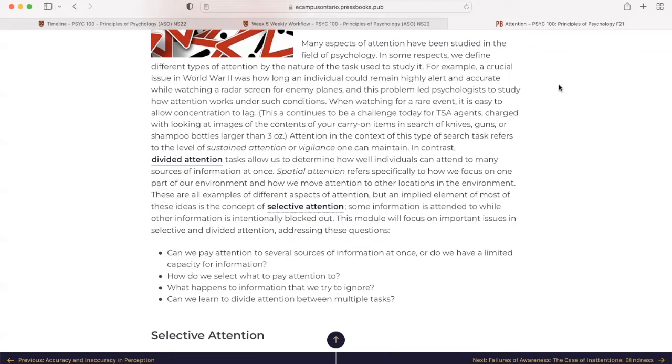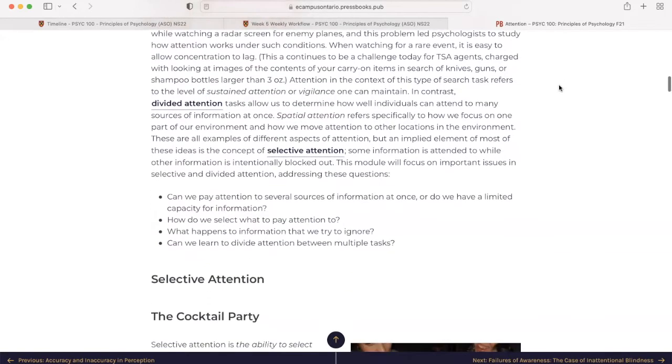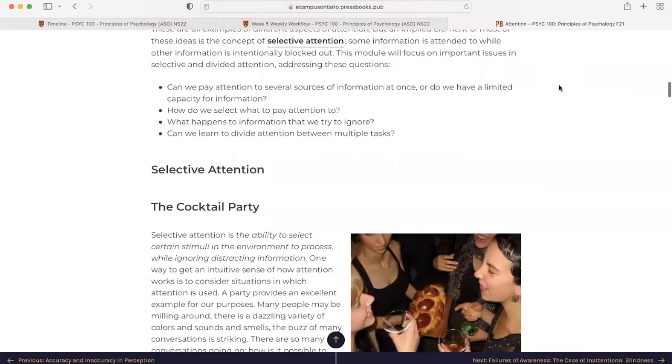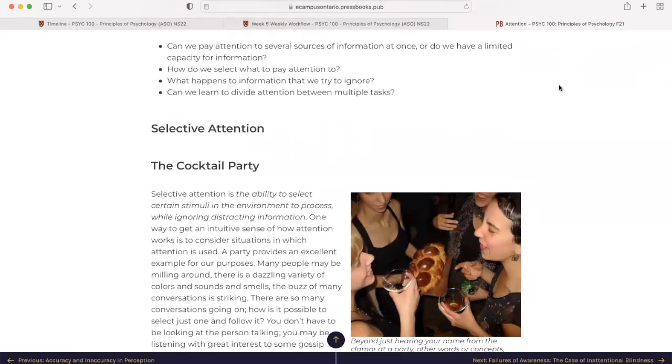These are examples of different aspects of attention, but an implied element of most of these ideas is the concept of selective attention. Some information is attended to while other information is intentionally blocked out. This module will focus on important issues in selective and divided attention, addressing these questions. Can we pay attention to several sources of information at once, or do we have a limited capacity for information? How do we select what to pay attention to? What happens to information that we try to ignore? Can we learn to divide attention between multiple tasks?